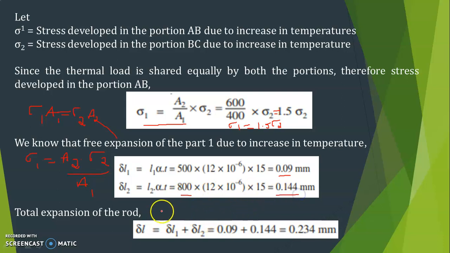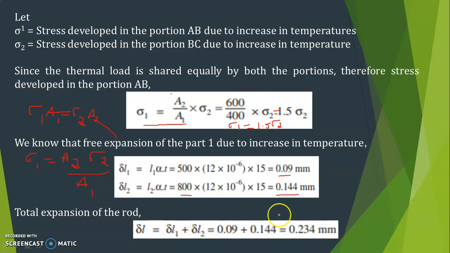You get this. So total expansion of the rod is delta L is equal to delta L1 plus delta L2. What is delta L1? Delta L1 is 0.09 plus delta L2 0.144. You get delta L is equal to 0.234.